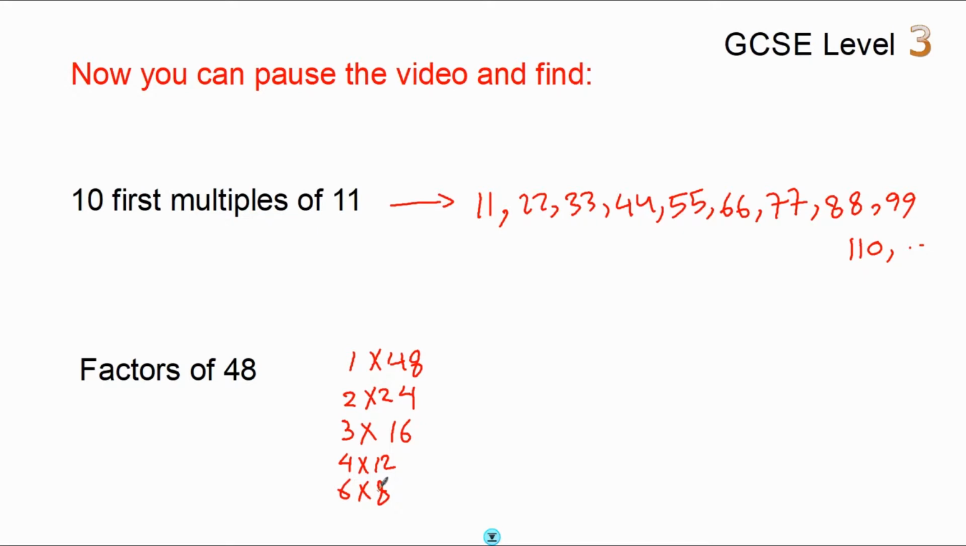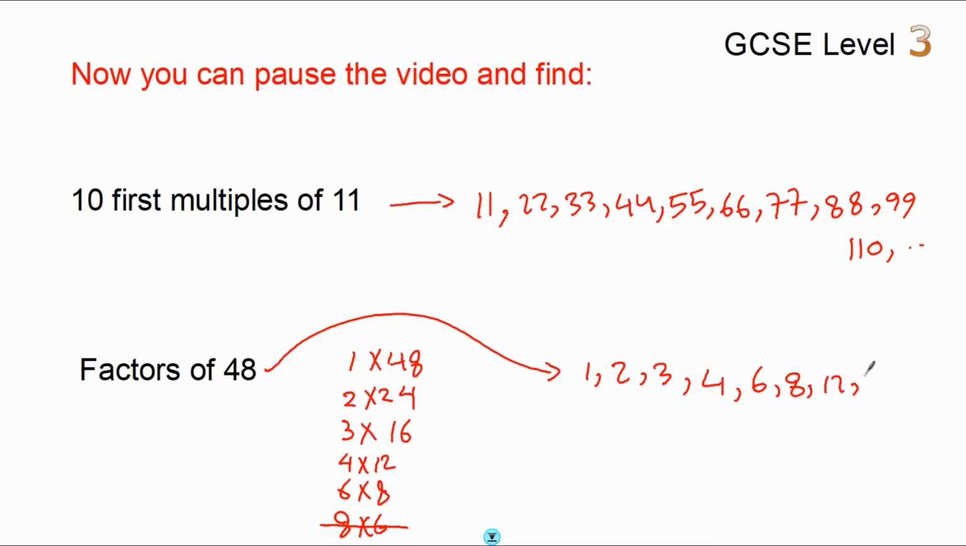And 7 times nothing gives 48 as a whole number. And we have again 8 times 6. But as you can see, 6 times 8 and 8 times 6 is a repeat. So at this point, we basically stop. So the factors of 48 are 1, 2, 3, 4, 6, 8, 12, 16, 24, and 48.